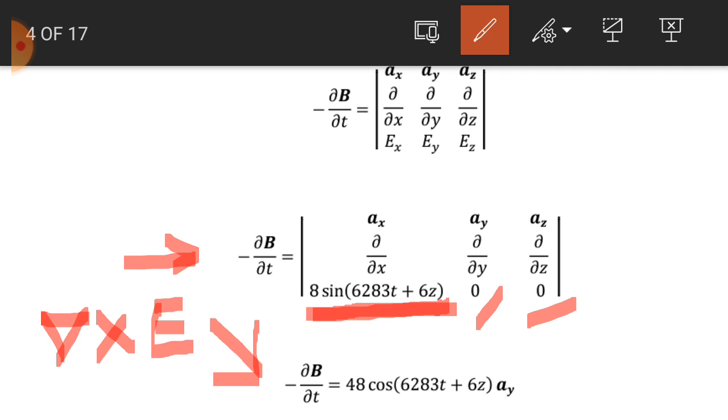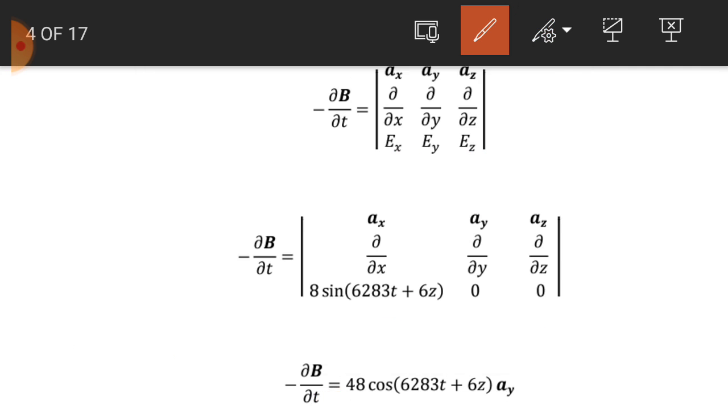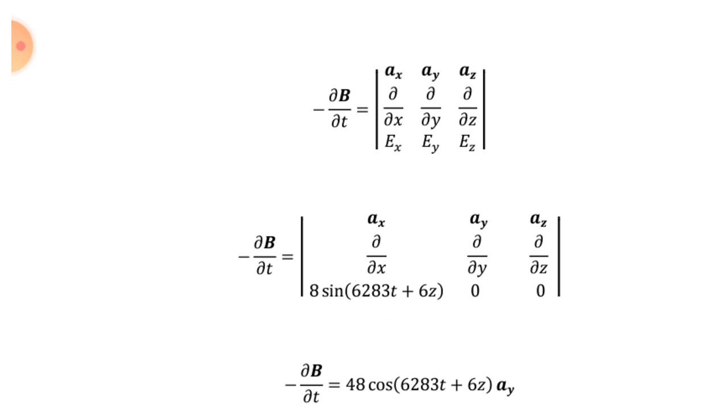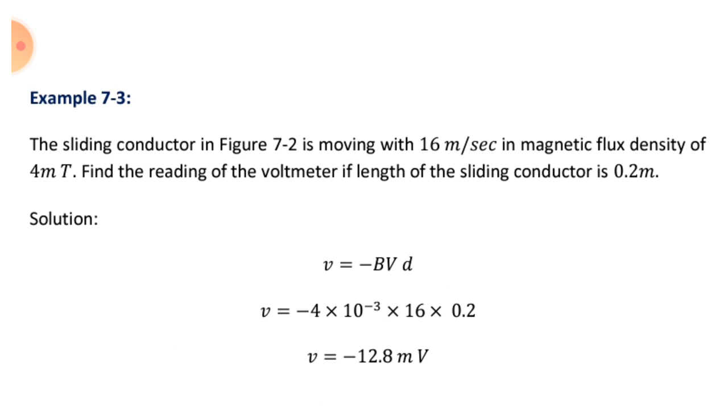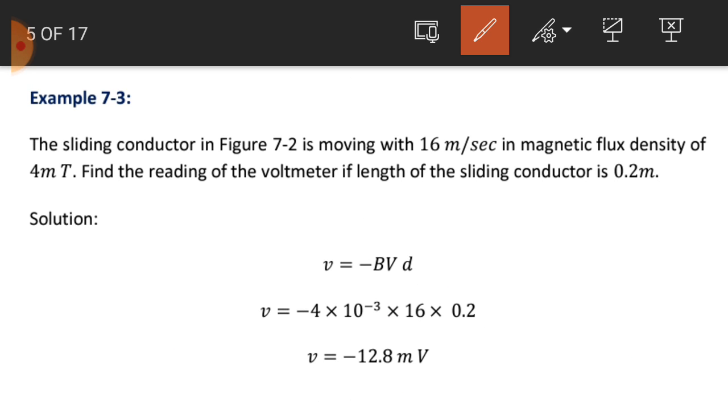And minus curly B by curly T is equal to 48 into cos of 6283T plus 6Z into AY. This is the value of minus curly B by curly T in this numerical example, and this is the answer of example number 7.2.